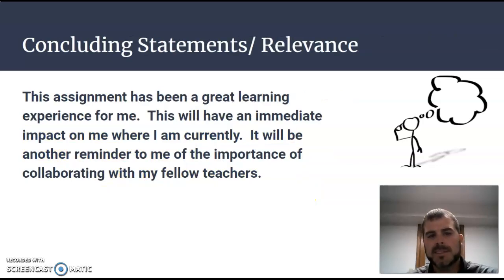Relevance. This assignment has been a great learning experience for me. This will have an immediate impact on me where I am currently. It will be another reminder to me of the importance of collaborating with my fellow teachers.